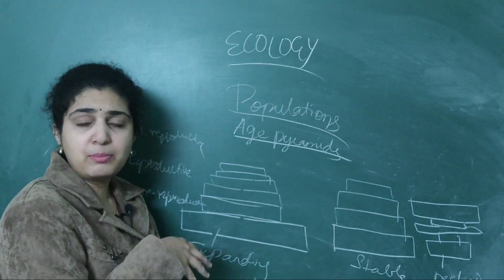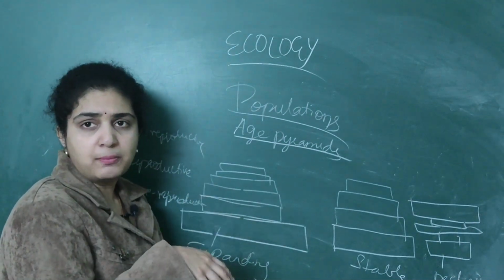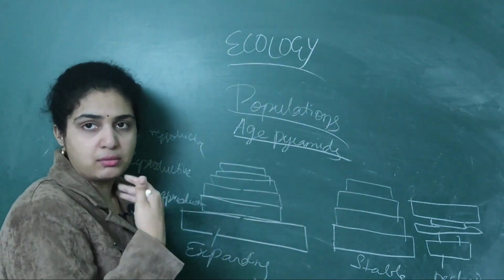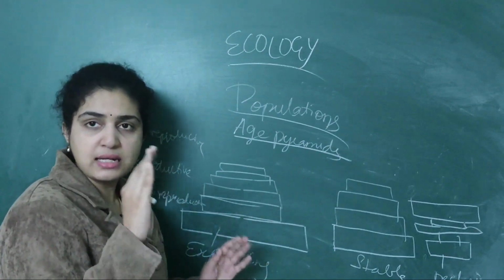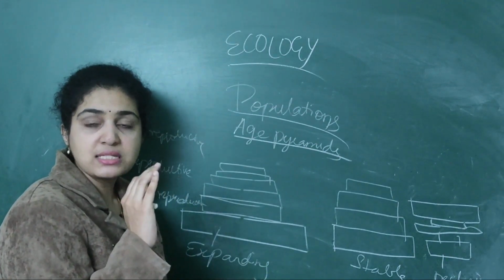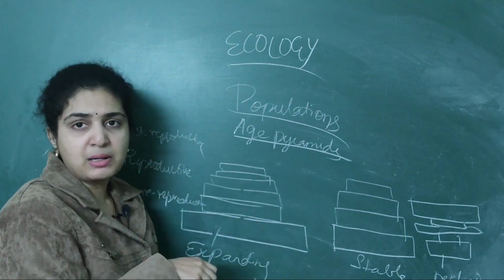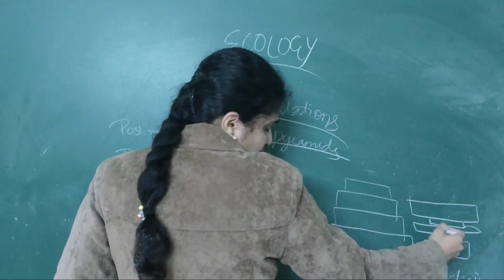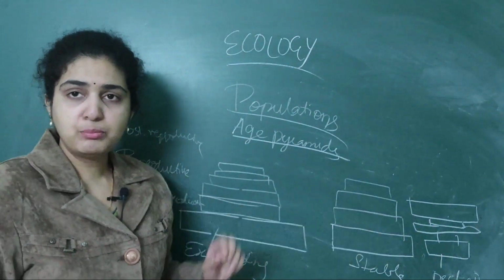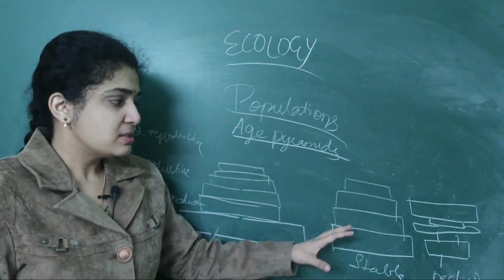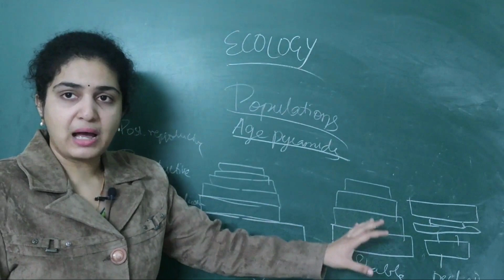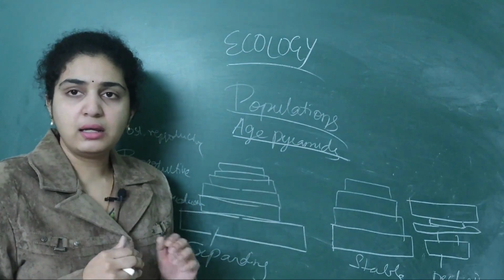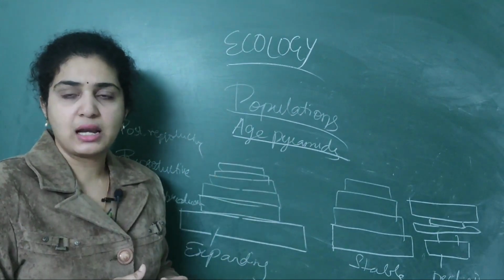When it comes to stable population, all are stable. Children, adults, or older age people, all are consistently the same in that population. All are stable. So that is considered under stable population. Then it is declining population. So this is declining population. Under declining population, the reproductive age group as well as the post-reproductive or pre-reproductive all are decreasing in number. So that is called declining population.